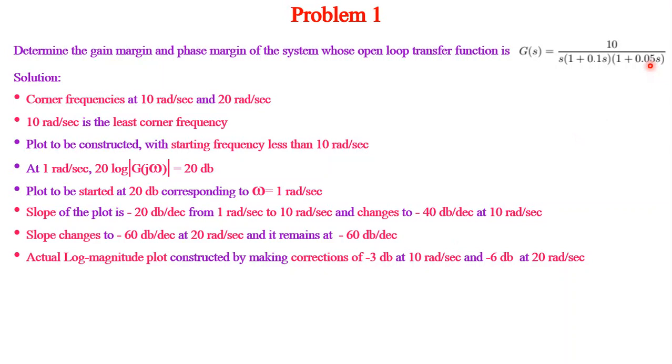So here 0.05 is having some 3 dB. So 3 dB and 1 dB, it is not minus 6 dB, it is minus 4 dB. So we have to make corrections of minus 4 dB at 20 radian per second, or simply do minus 3 dB, that's not a problem. Anyway, this we can understand with the help of the plot, because the actual plot is done only at the end, so we need not be concerned about this much.